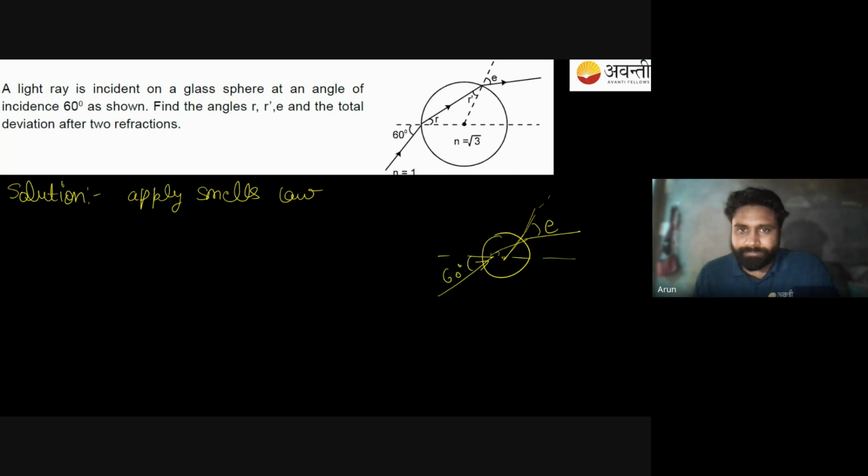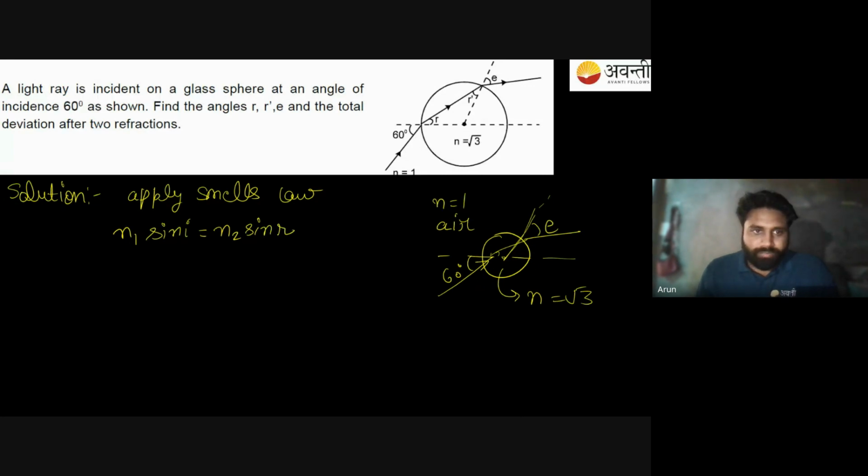What does Snell's law say? Multiply the sine of angle of incidence with the refractive index of this medium. It is air outside, refractive index n is equal to 1, and for the inside one n is equal to √3. So we are going to apply the Snell's law. It is n1, or we can say mu1. Here n is the representation, so I am using n1. n1 sine I is equal to n2 sine R.